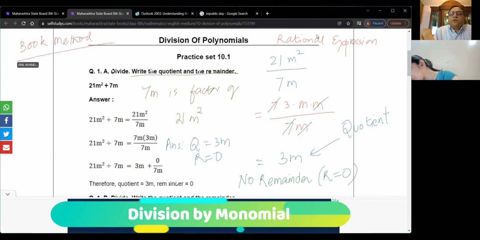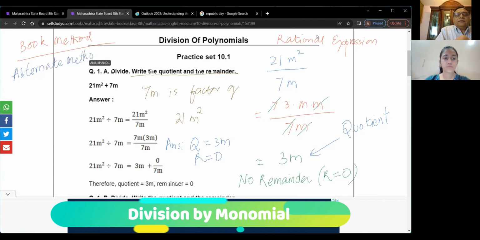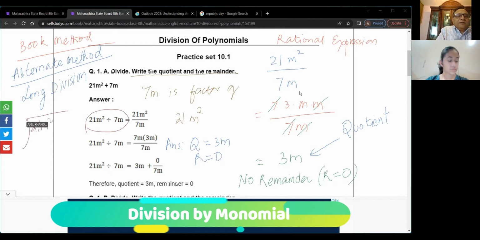Now, I can provide you with an alternate method which is very effective and easy to use. So I'm showing you the alternate method to find the quotient and the remainder. Is it okay? Yes. This alternate method involves the long division process. Let me show you how. We are doing this question, dividing 21m square by 7m.